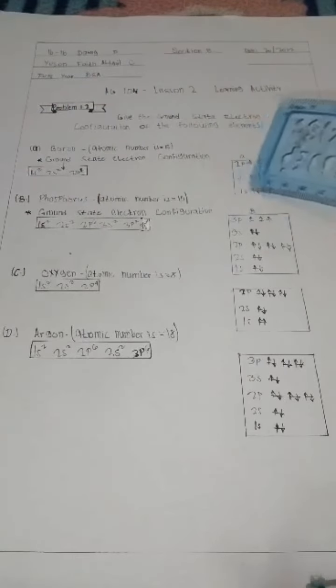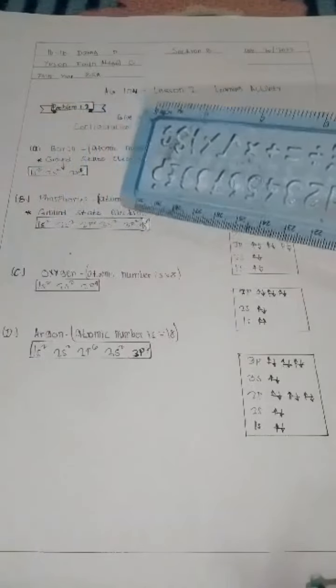This is the solution. Then the second is phosphorus. The atomic number is 15. So the ground state electron configuration is 1s2, 2s2, 2p6, 3s2, 3p3. So add 2 plus 2, 4 plus 6, 10 plus 2, 12 plus 3 equals 15. So the phosphorus atomic number is 15.